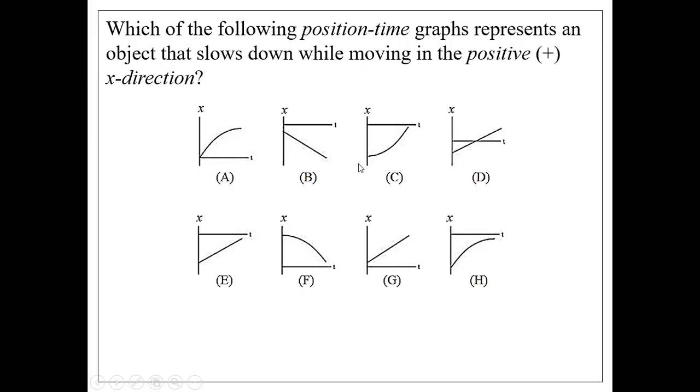D, for the same reason I crossed B out. If it accelerates or decelerates, I need a curve. This is not a curve. I can cross that out. Therefore, I can also cross E out. I can cross G out because these are graphs that are not curved.